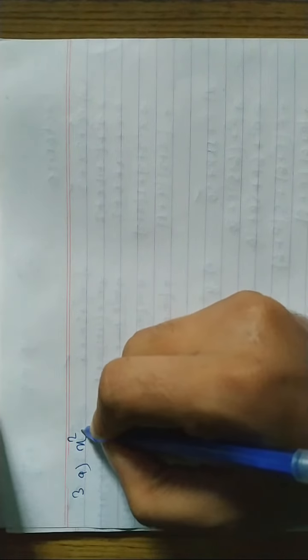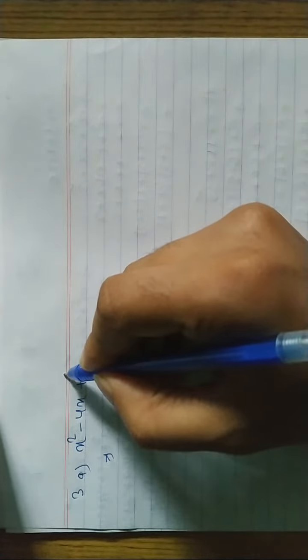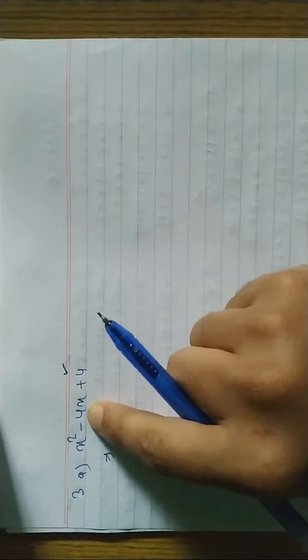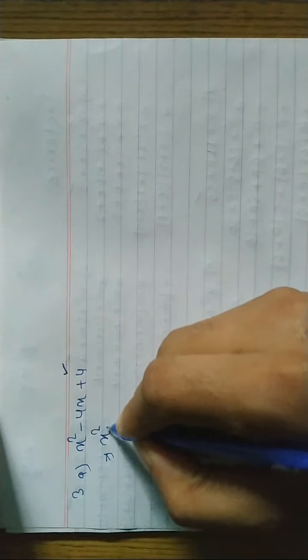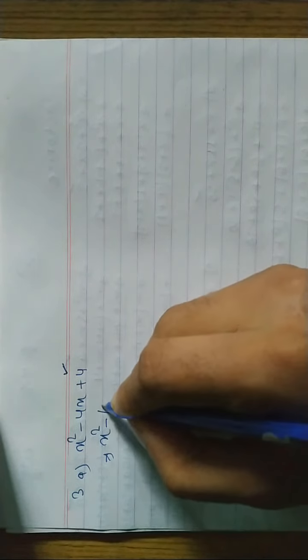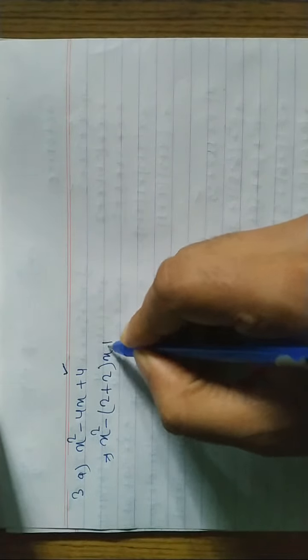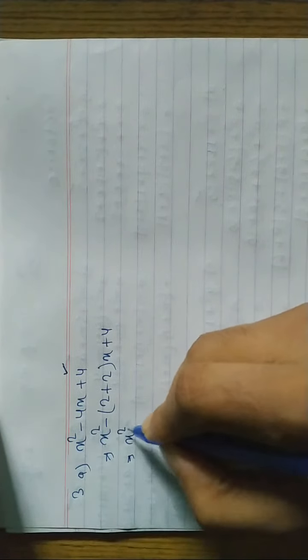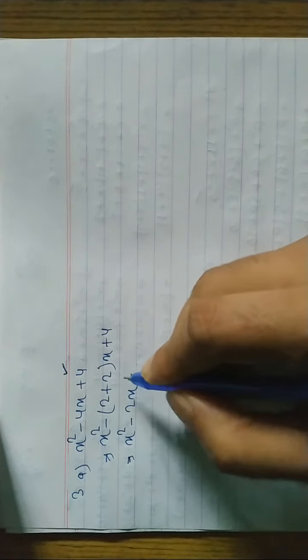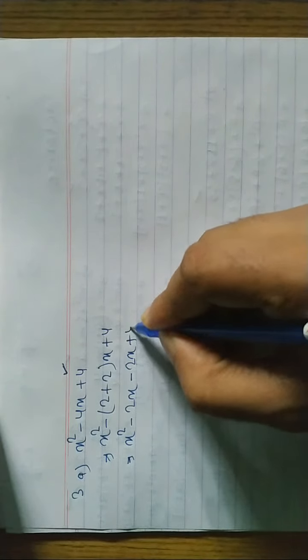X square minus 4x plus 4. This one is a little different: in question number 2 all were positive, but here you can see there is a minus. We have to find that type of factor whose multiplication is 4 and addition is 4. So what do we write here? X square minus, what are the factors? 2 and 2. This one is simple, so you can write directly also. 2 plus 2, x plus 4. Now x square minus 2 into x, 2x, minus 2 into x, 2x, plus 4.